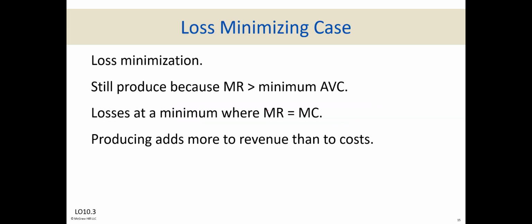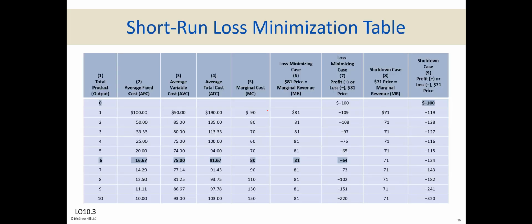And the next case is loss minimization case. Sometimes a firm may produce and still incur losses. In the loss minimizing case, the firm continues to operate as long as it can cover its variable costs. If it doesn't cover its variable costs, it needs to shut down in the short run. And if marginal revenue, MR, is greater than average variable cost, it's better to produce and minimize losses rather than shut down completely. So here is the table.